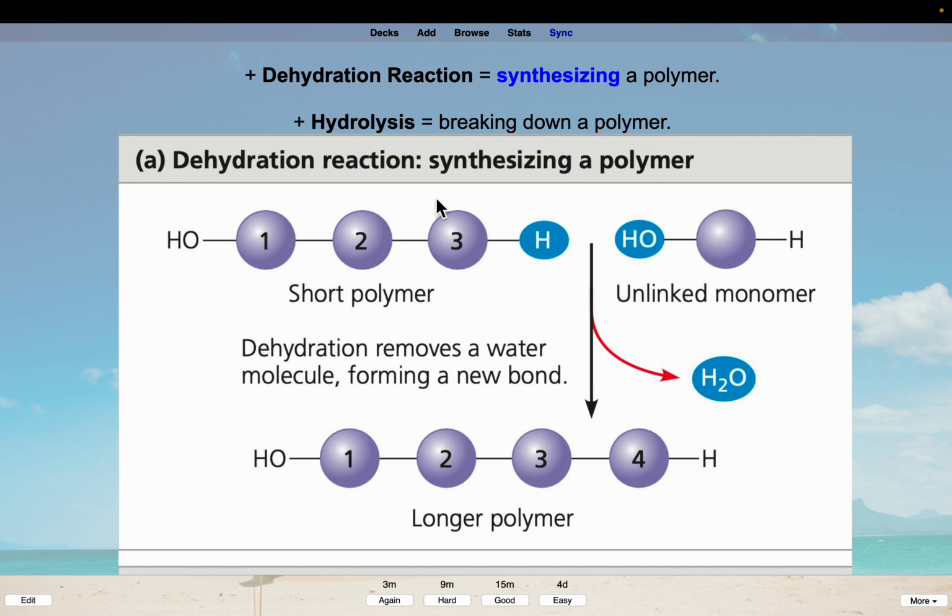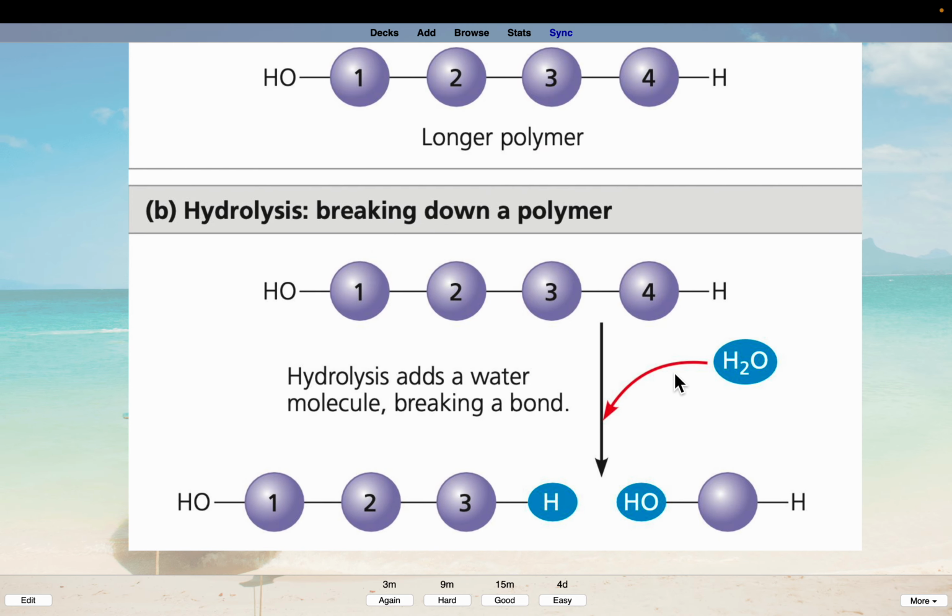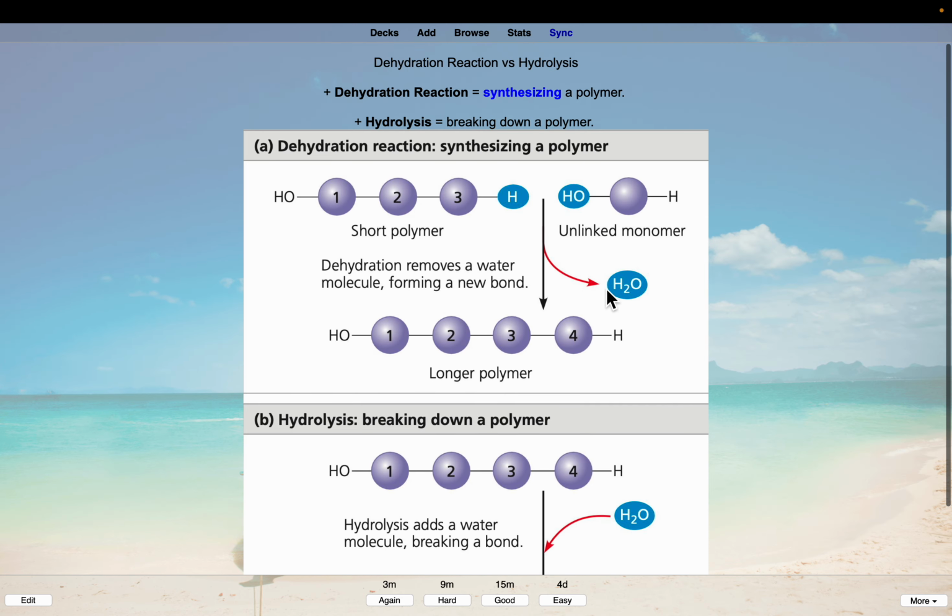So for dehydration reaction, again we are synthesizing a polymer, and this is at the expense of losing a water molecule. As you can see here, water is expelled. But in hydrolysis, on the contrary, the breaking down of a polymer, hydrolysis adds a water molecule, and from there it causes the breaking of a bond.